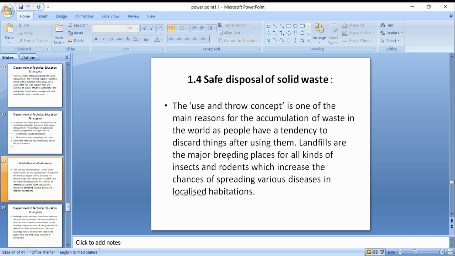Landfills are the major breeding places for all kinds of insects and rodents, which increase the chances of spreading various diseases. If you throw the waste in open dump yards, it creates major breeding places that spread diseases. Nowadays we are getting dengue, typhoid and so on. Cholera is caused by contaminated water. The waste dumped in the open air has also polluted the groundwater. So different types of pollution are created.